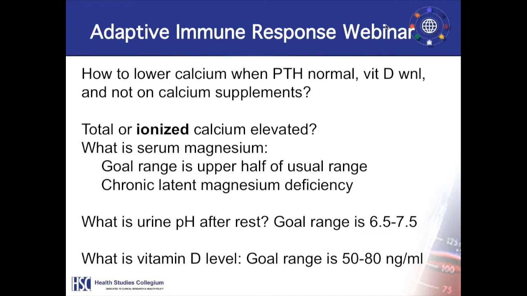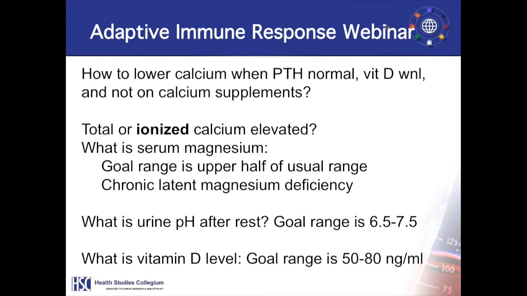Now, what is the vitamin D level? The goal range is 50 to 80 nanograms per ml. But since the nation is deficient in vitamin D, most lab ranges reflect the deficiency of vitamin D. And so when we say someone is within the usual lab range, but most people are already deficient, then those values really don't have much meaning.